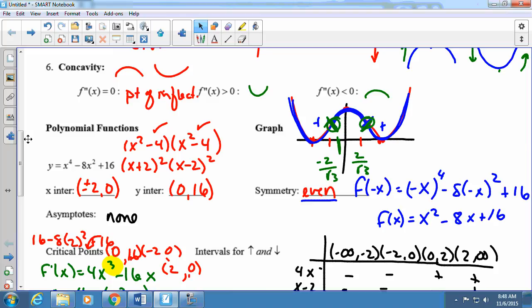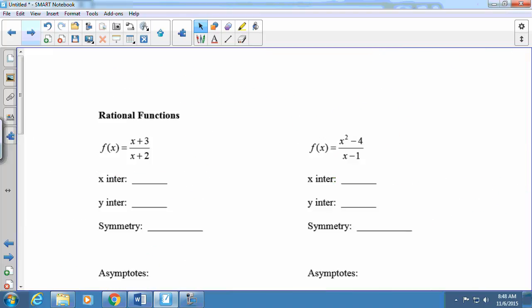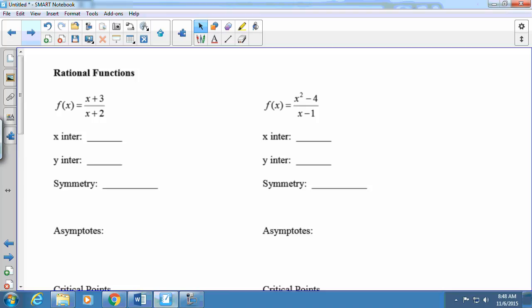That's probably a 15-minute review. You have any questions on polynomials now? You did very well on the test on graphing that polynomial, that's for sure. So we're going to move to this one. Rational functions. So this is our fraction function, if you will.